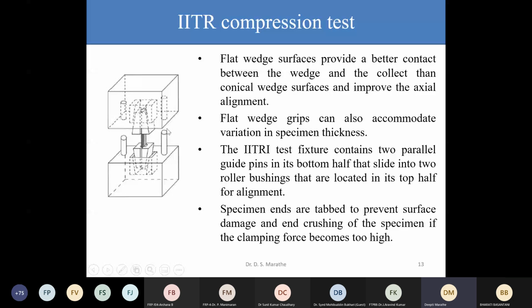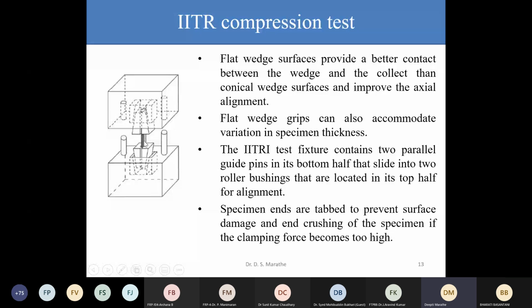They slide into the ball bearings which are there in the top half, so that during the testing the alignment between the two halves of the fixture remains proper. There is no buckling that is going to take place. Now this wedge shaped structure is going to ensure that the two halves here remain perfectly aligned, and in this particular space the sample is going to experience pure compression.